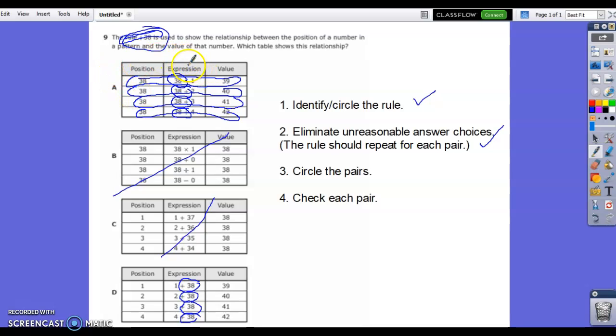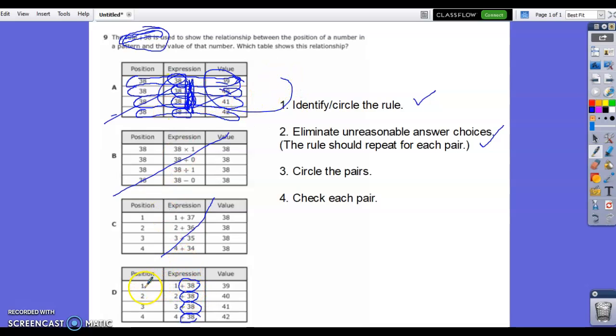So for A, we would need to see, does 38 plus 38 equal 39? And it doesn't. I don't really know where these 1, 2, 3, 4s came from, so I'm just going to cross them out. And this one would be 38 plus 38 equals 76, so this one doesn't work. So this one's kind of just wonky. We don't want that one.